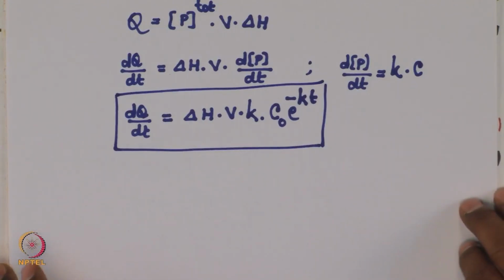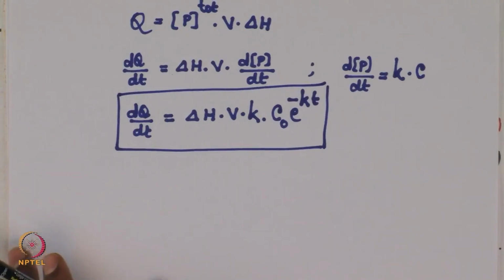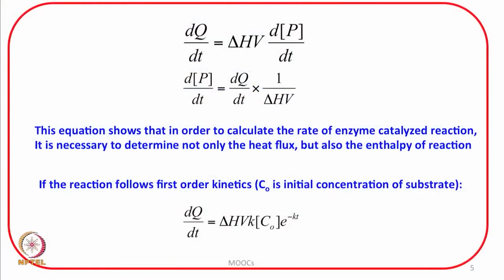Okay. Now, let us go back to the slide. That is what I just derived, that if the reaction follows first order kinetics, then C0 is the initial concentration of the substrate, and we can come up to this equation. That means, if I am able to determine dq by dt, I should be able to get the rate constant for the reaction.